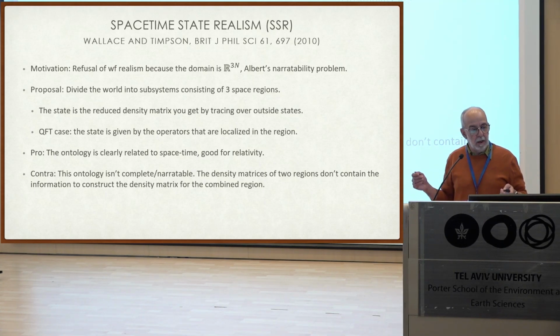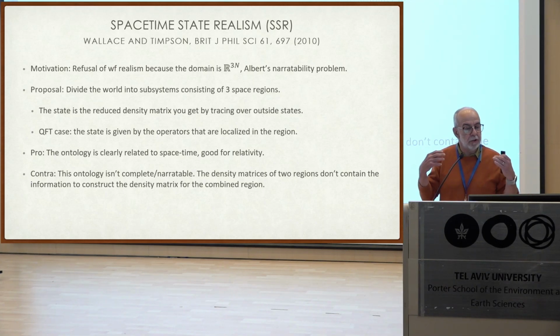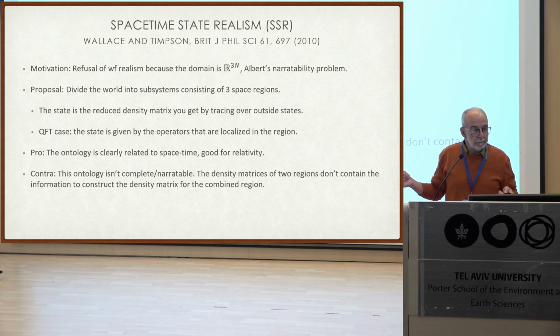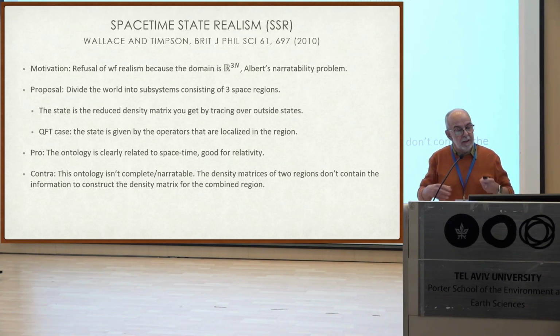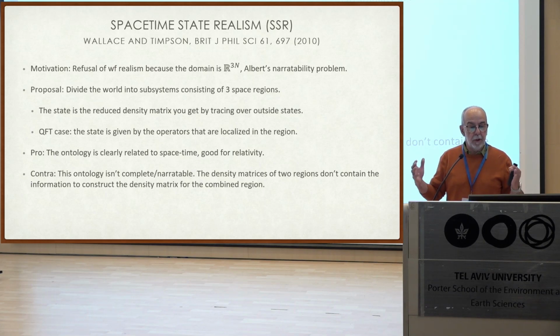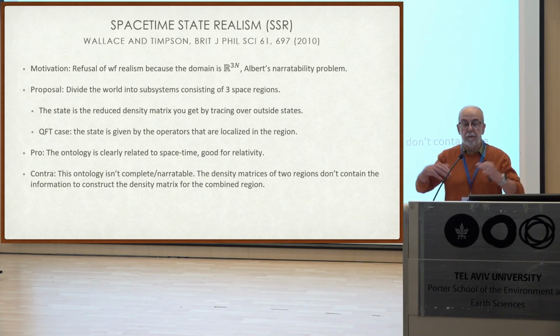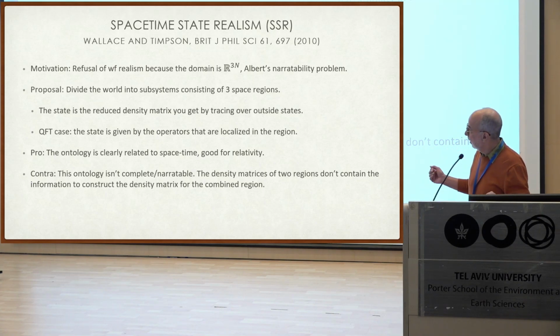In the QFT case, quantum field theory case, the state is given by the operators that are localized in the region and their algebra. And they mentioned themselves that the pro here is that the ontology is clearly related to space-time, which is good for relativity. But they also themselves mentioned that the drawback to this ontology is that it's not really complete, it's not really narratable, because the density matrices of two regions don't contain enough information to construct the density matrix of a combined region. So they do acknowledge that as a drawback.